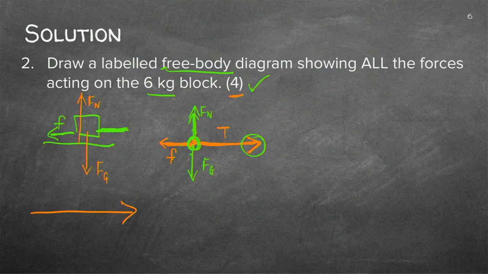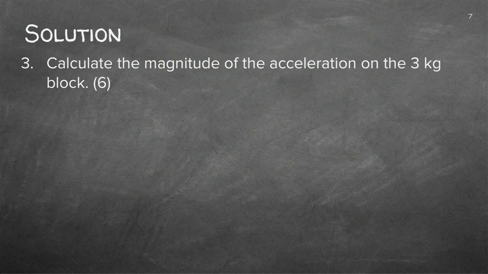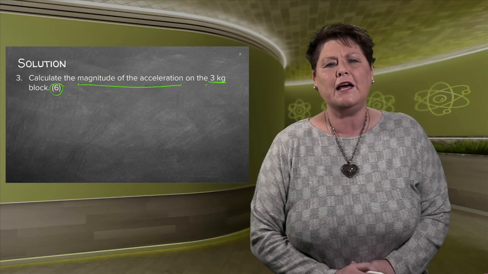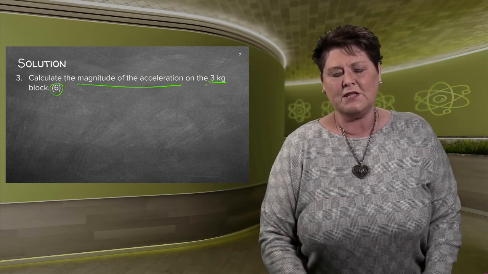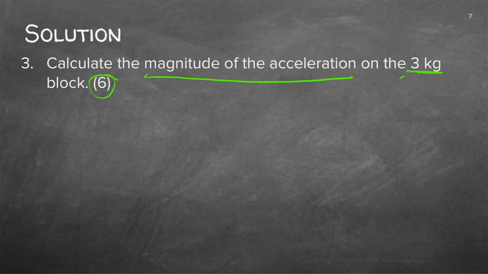Following question. They ask me now to calculate the magnitude of the acceleration of the 3 kilogram block. Now immediately if it's 6 marks, you know there's going to be more calculations than just a straightforward substitution. Let's go to the 6 kilogram block. What do I know about the 6 kilogram block? I know there's a force pulling it that way as well as that way.